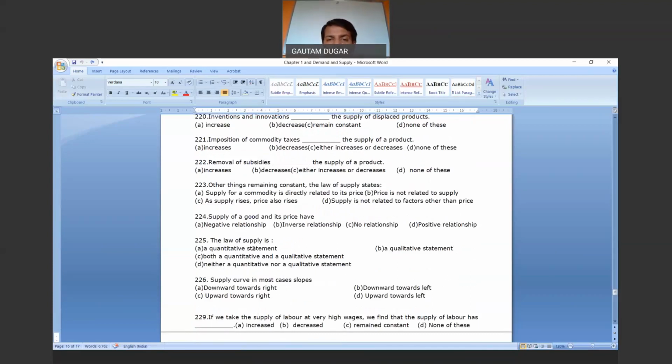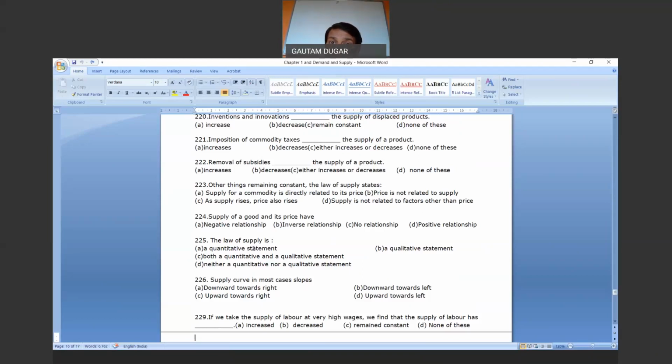Other things remaining constant, the law of supply states. Obviously, here also ceteris paribus. Other things remaining constant, the price and the quantity supplied are positively related. There's option C: as supply rises, price also rises. That is wrong. That is not correct. Some people have said C. That is not right.